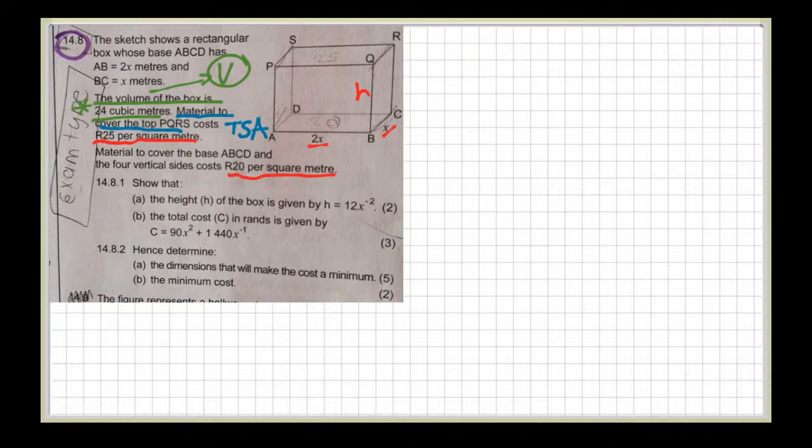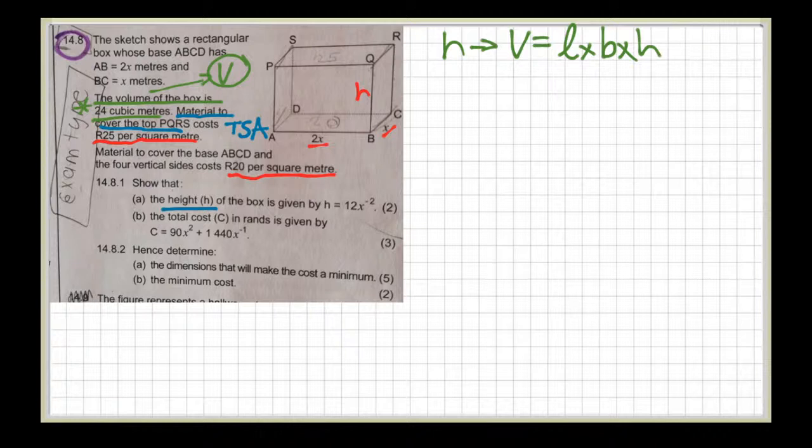So what I'm going to do is, let's start at question 14.8.1a. Show that the height of the box. So I know that my height has to be a certain formula. So what am I going to do? I'm going to start by looking at our want, height. But they gave me volume. I'm going to bring in length times breadth times height because it is a box.